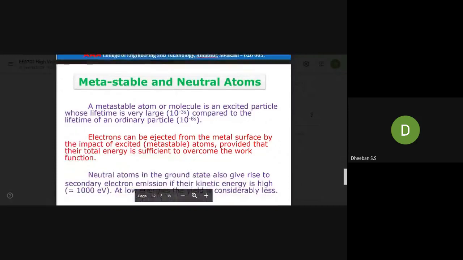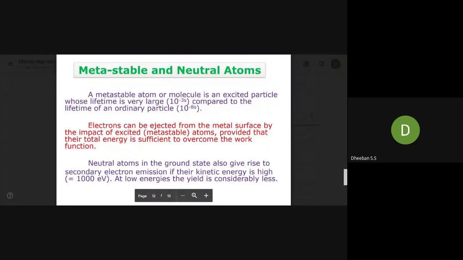So next is due to the metastable and neutral atom. First you have to know what a metastable atom is. A metastable atom is nothing but an excited particle whose lifetime is very large, 10 power minus 3 seconds. In general, the ordinary particle will have 10 power minus 8 seconds, which is very, very minimal, whereas the metastable will have a larger lifetime. And what they're saying is electrons can be ejected from the metal surface by impact of this metastable.